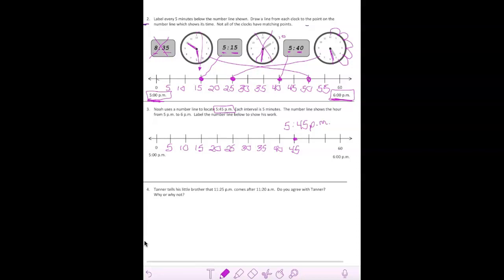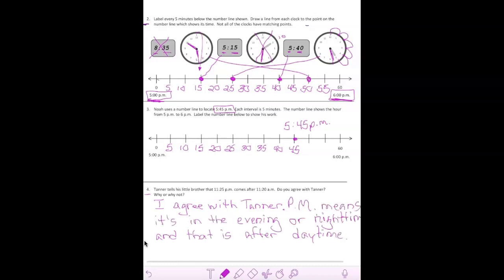Number 4. Tanner tells his little brother that 11:25 p.m. comes after 11:20 a.m. Do you agree with Tanner? Why or why not? I agree with Tanner. PM means after, so I agree with him. Boys and girls, keep this problem set handy to use as a guide when you're doing your homework and your exit ticket for me.